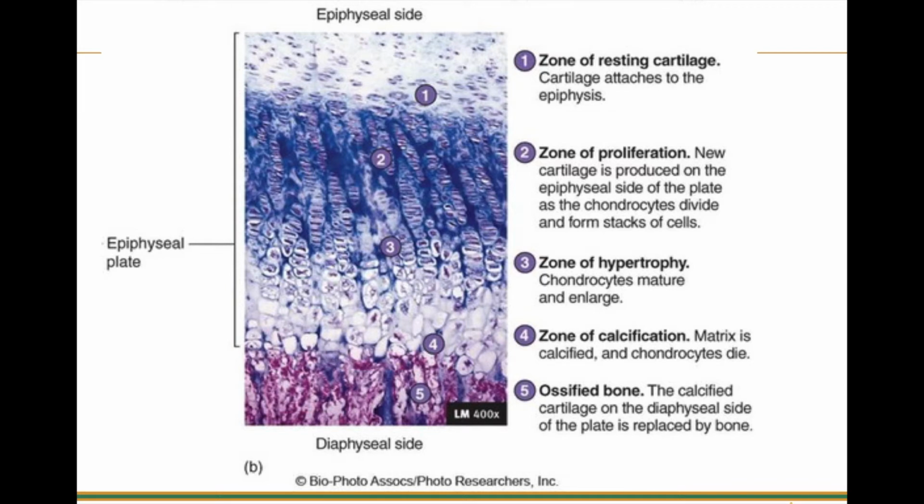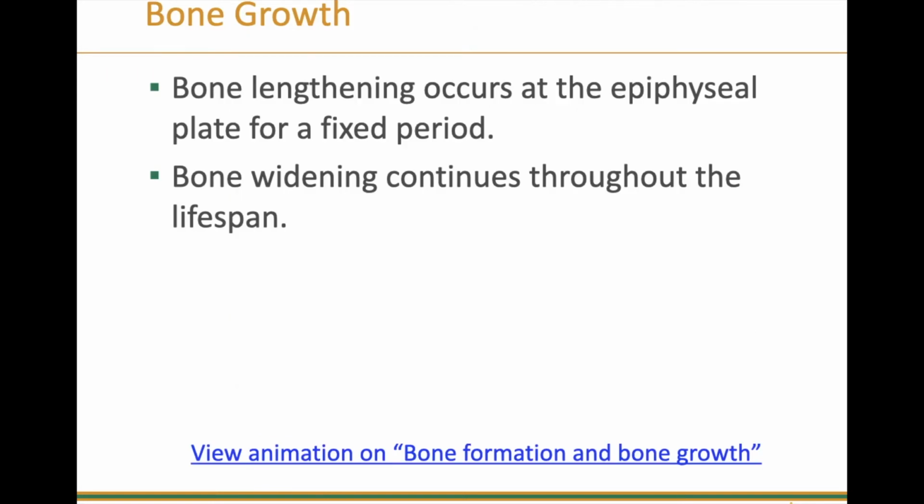And growth hormone is going to signal those cells to divide more rapidly. And as those cells divide and grow, they kind of push out on the ends of the bone, and this is happening on each side of the bone, so the bone grows in length. So bone lengthening occurs at the epiphyseal plate for a fixed period, basically till the end of puberty, but bone widening continues throughout the lifespan. So we're going to watch this.